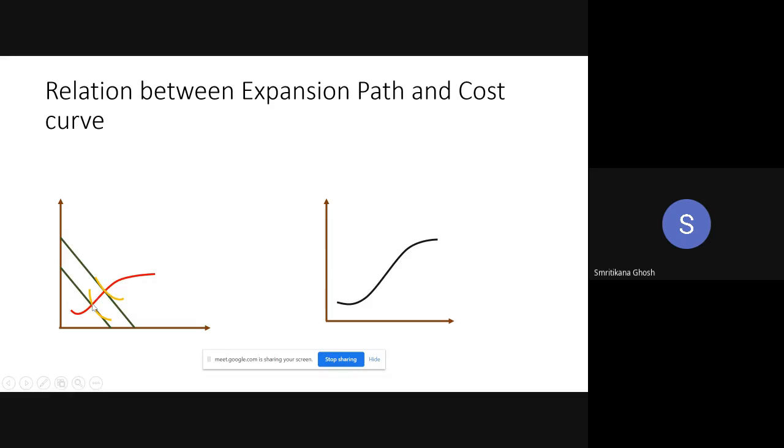So they are tangent at these points. So these are the cost minimizing points. If you join all those cost minimizing points, that red line is giving you the expansion path. Okay, that we have already discussed.